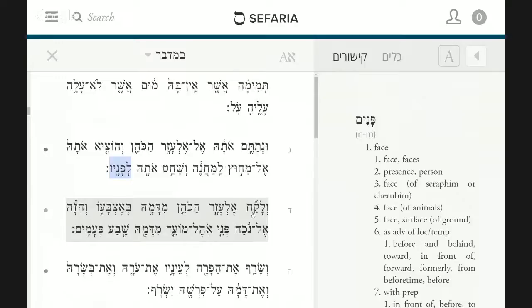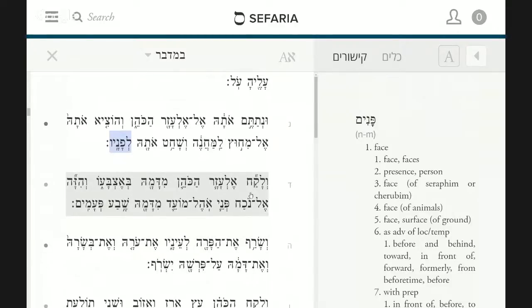Maybe I'll give another verse, go through another verse. So now we're on verse Dalet, Pasuk Dalet, number 4.